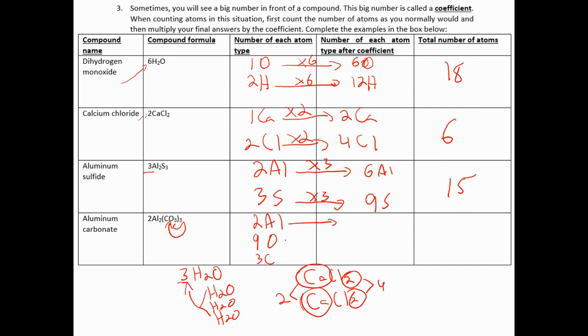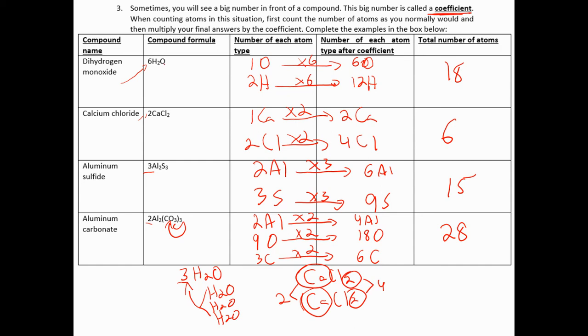And now multiply everything by the coefficient. So times 2, that's the coefficient here. So we'd have 4 aluminums. Times 2, so we'd have 18 oxygens. Times 2, 6 carbons. And so you add these together, it's 4 plus 18 is 22, 28 total. And so that's how you would go about counting atoms if your formula had a coefficient in the front.